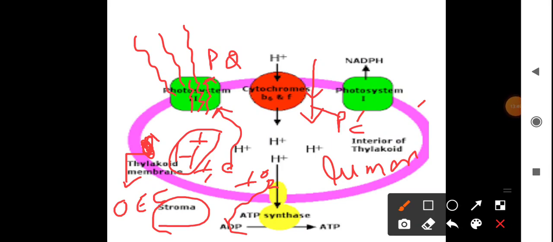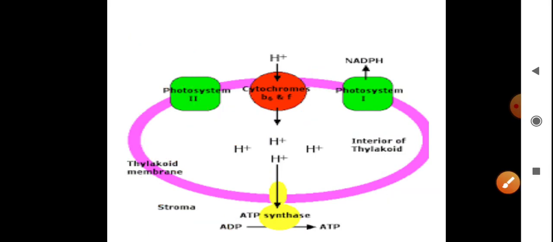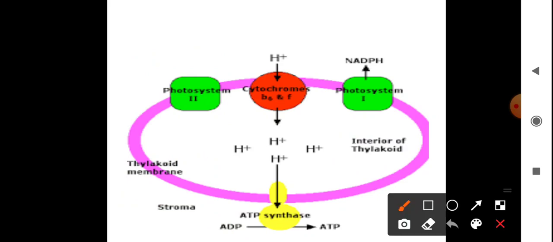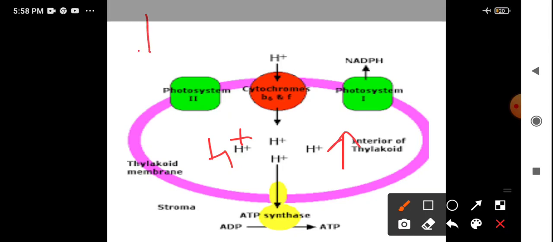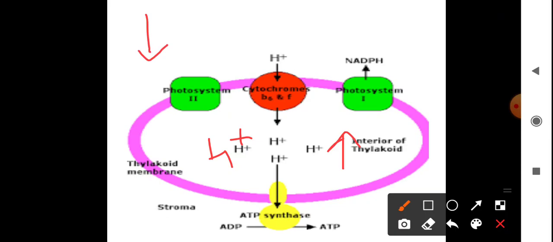Now due to both these processes, first the pumping of hydrogen ions from the stroma to the lumen of the thylakoid, and second the splitting of water inside the lumen, the hydrogen concentration inside the lumen is increasing and the hydrogen concentration in the stroma is decreasing, and a concentration gradient is formed across the thylakoid membrane.